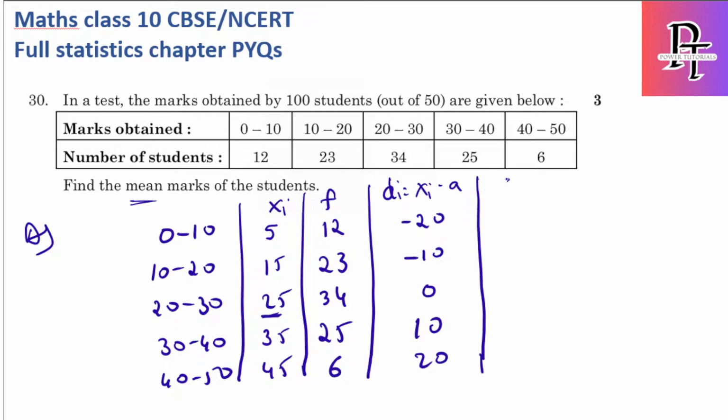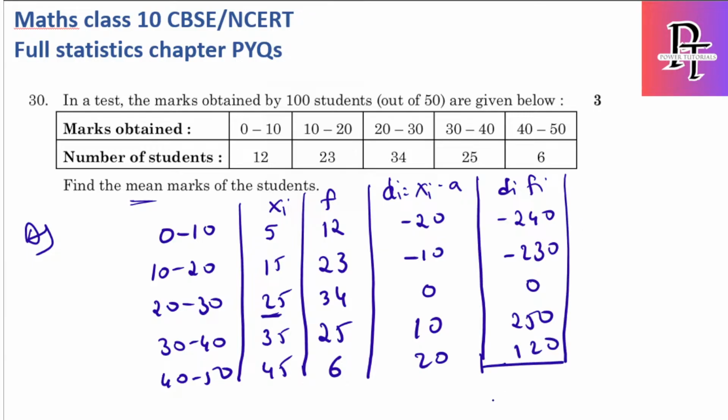This becomes di fi. If you multiply these two, or fi di, it becomes 12 into minus 20 is minus 240. 23 into minus 10 is minus 230. Then I have 0. 25 into 10 is 250. 6 into 20 is 120. So let's add all these values to get sigma fi di. We also have sigma fi value, which is already 100.